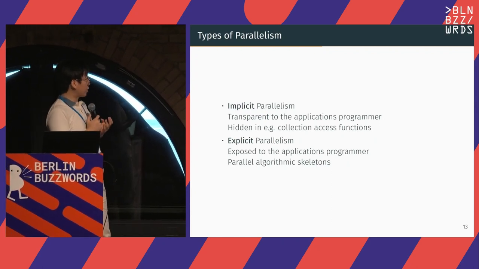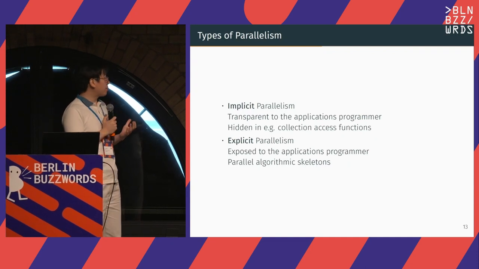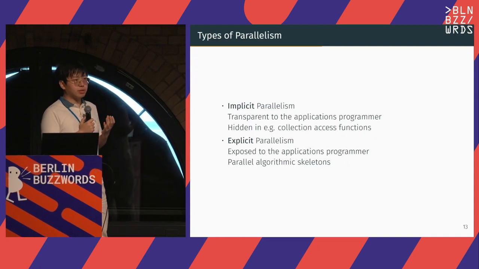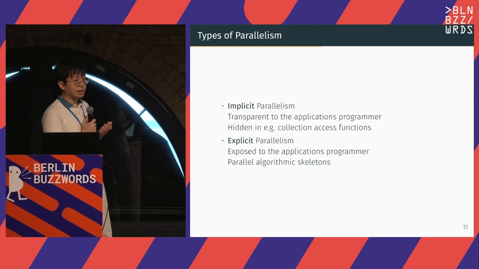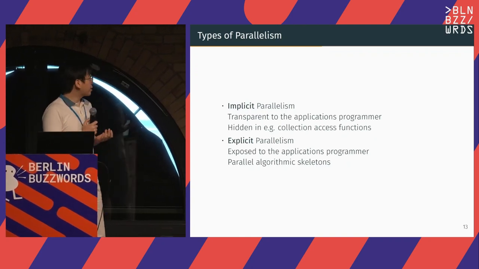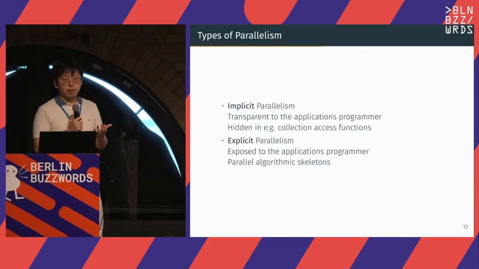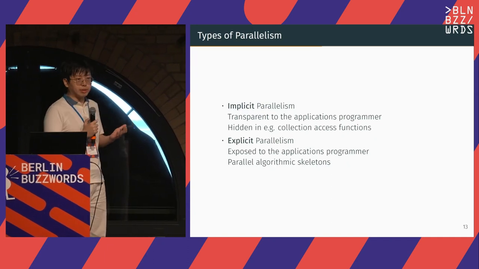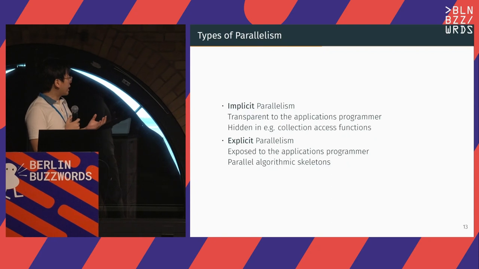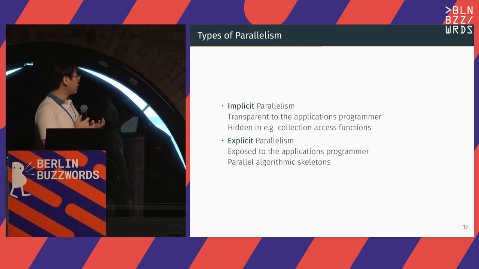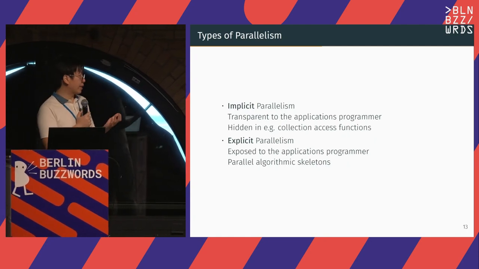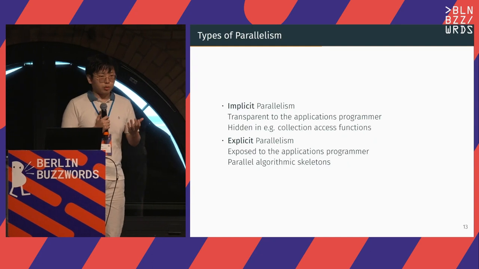For implicit parallelism, the parallelization is fully transparent to the end users. It is hidden in the collection access functions, or hidden in the concrete data structure implementations. For explicit parallelism, it is exposed to the programmers, and the programmers can use it at their will. For explicit parallelism, we have integrated parallel algorithmic skeletons with our collection skeletons, so the programmers can use them.